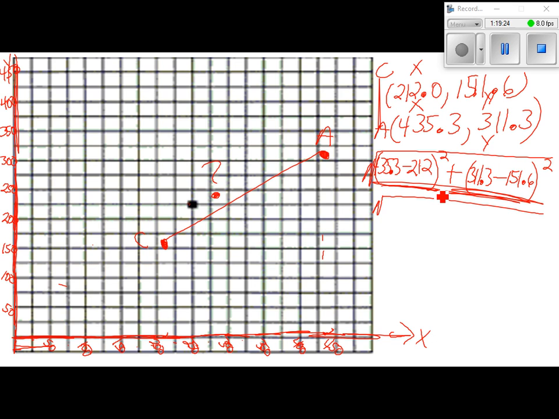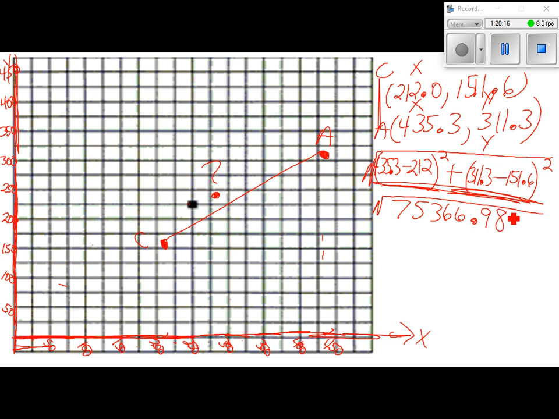Parenthesis, 435.3 minus 212.0, close the parenthesis, square that, plus 311.3. Oh shoot, I forgot. So I gotta go back. I forgot on my calculator, I need another parenthesis, then 311.3 minus 151.6. Close the parenthesis, square that, hit equals, and I get this number, 7536.98. So some great big huge number.